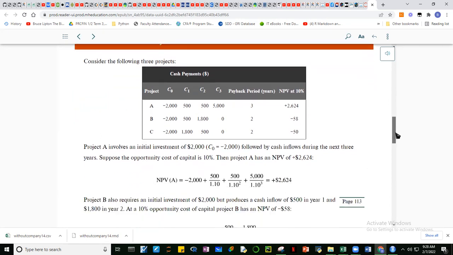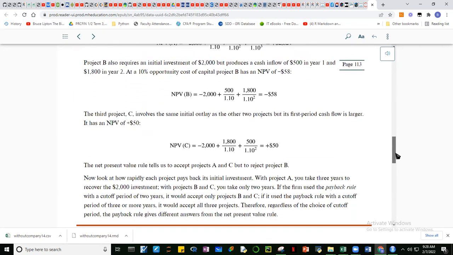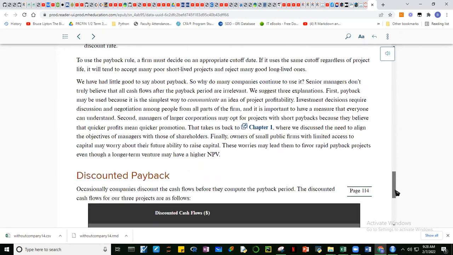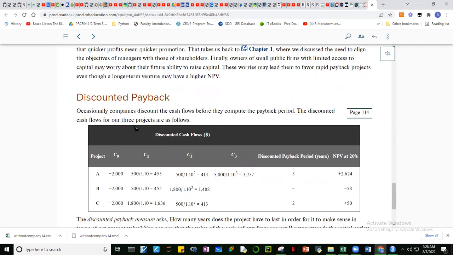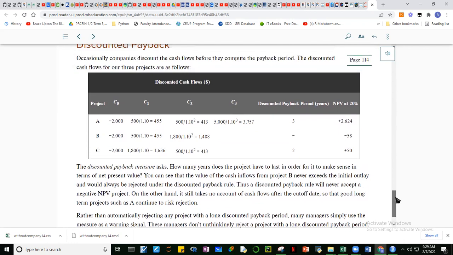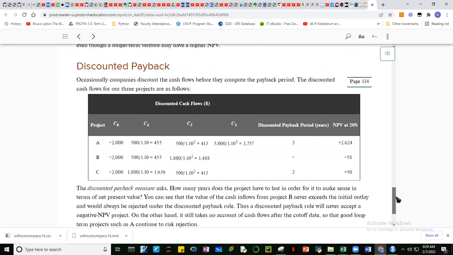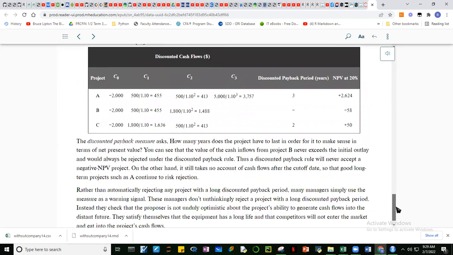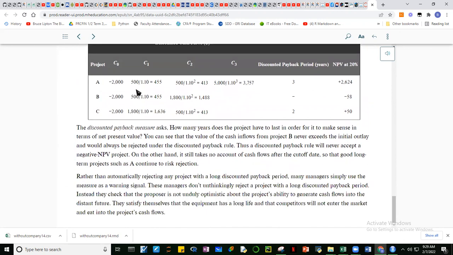There's another kind of payback period which is called the discounted payback period. The difference between the payback period and the discounted payback period is that in the discounted payback period, what you use to compute the payback period is the discounted cash flows, which means we use the present value of the cash flows. We'll have an example of that in a while.